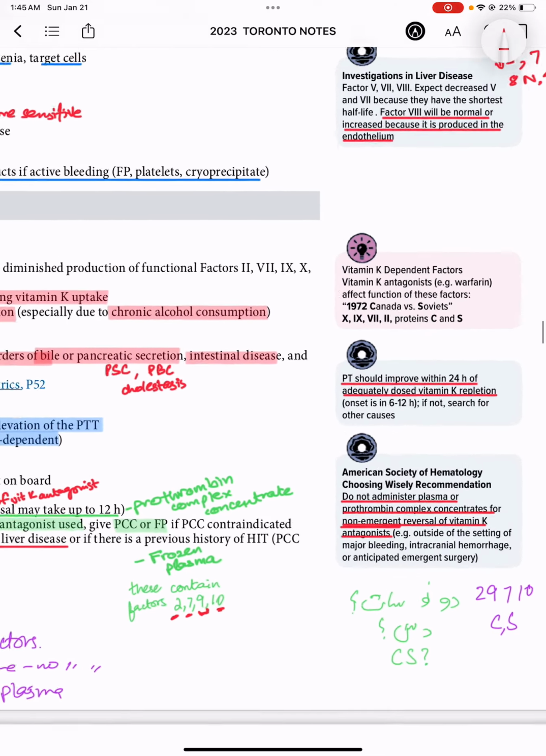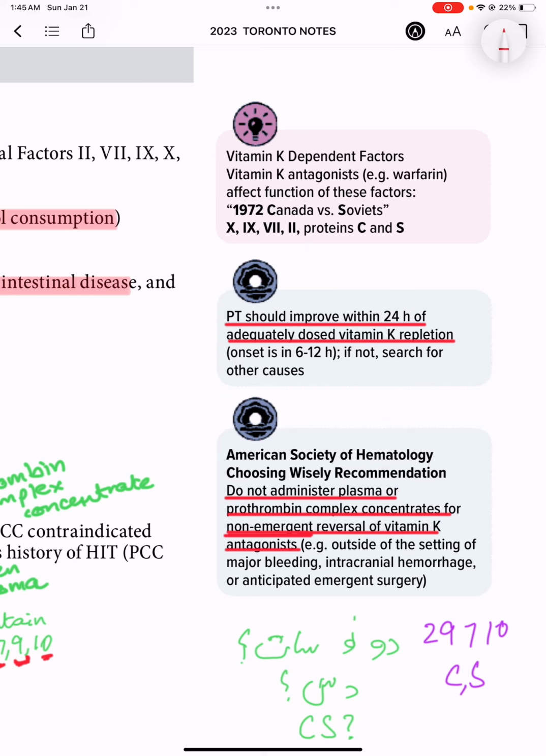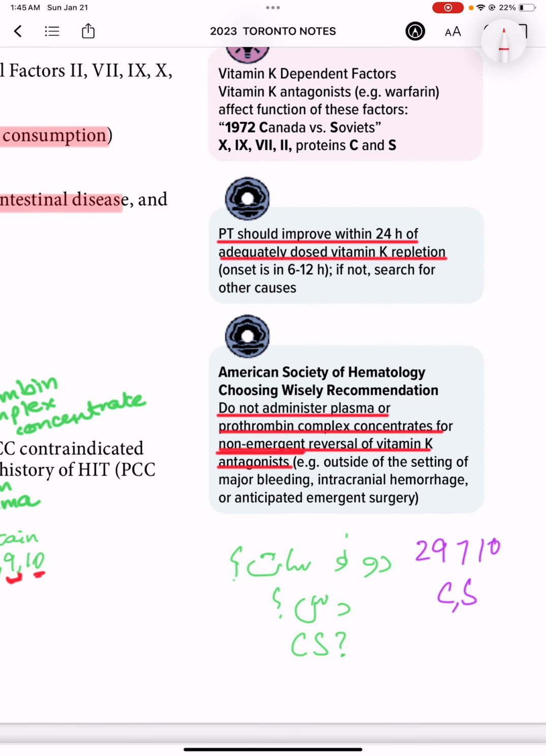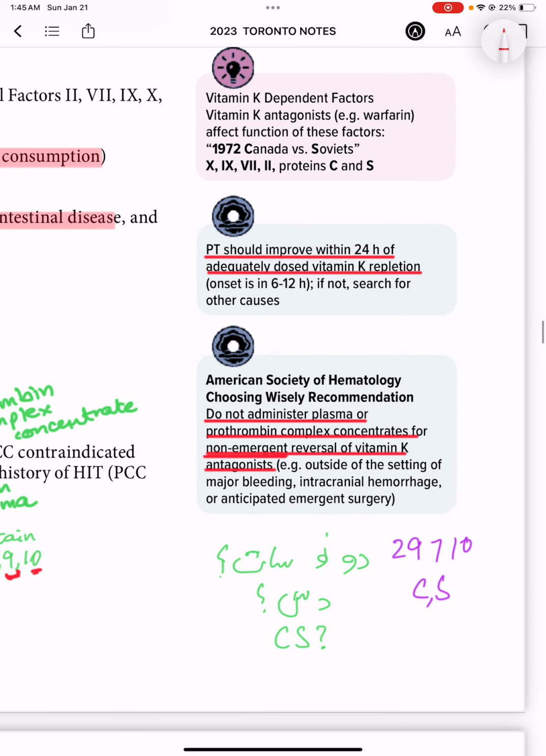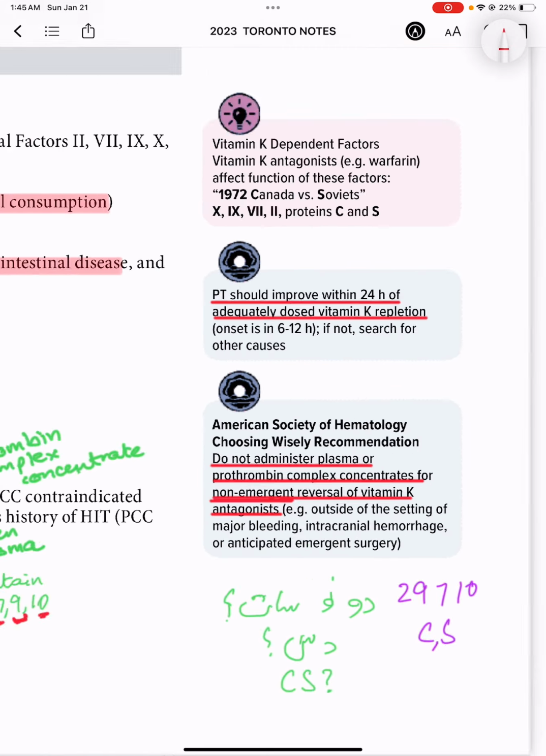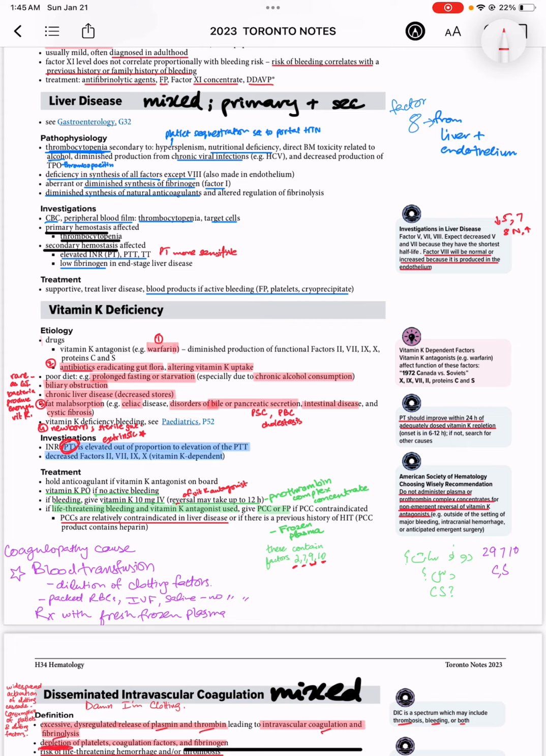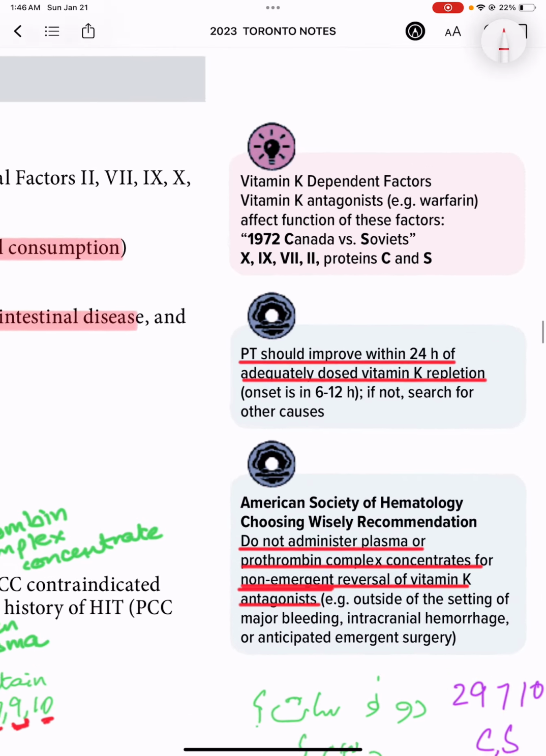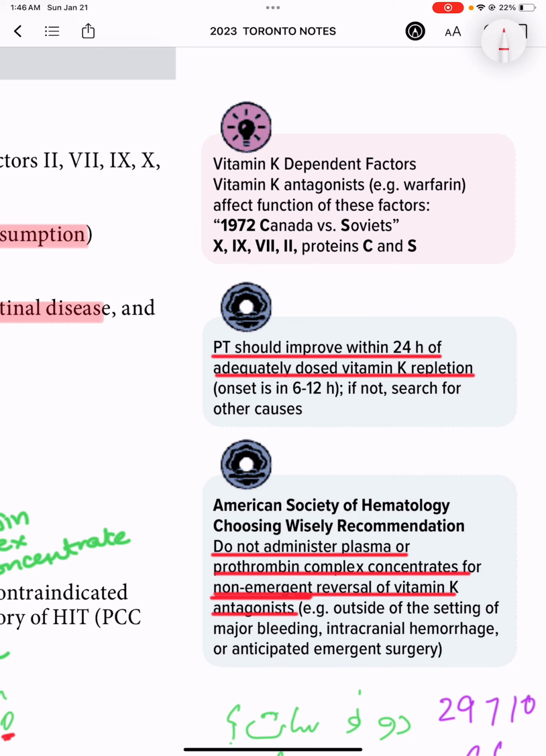Okay. And right here, vitamin K dependent factors, vitamin K antagonists, for example warfarin, affect the function of these factors, thus protein C and S. PT should improve within 24 hours of adequately dosed vitamin K. Just as soon as you gave vitamin K there should be repletion, onset should be in 6 to 12 hours. We said that reversal may take up to 12 hours. So the PT should start to become normal within 24 hours of adequate dosing. If it is not becoming normal, then we have to search for other causes.